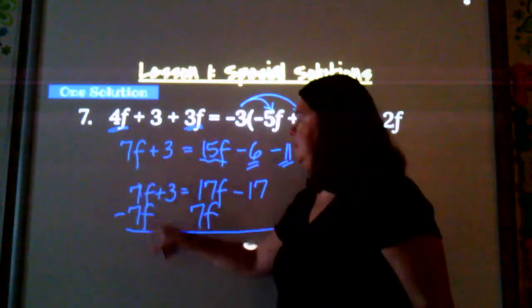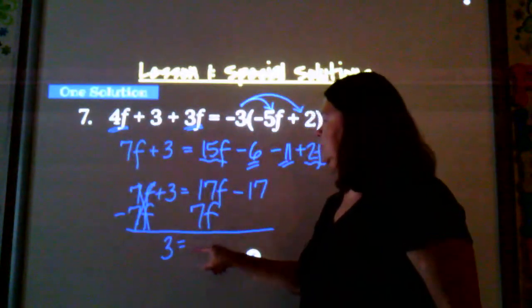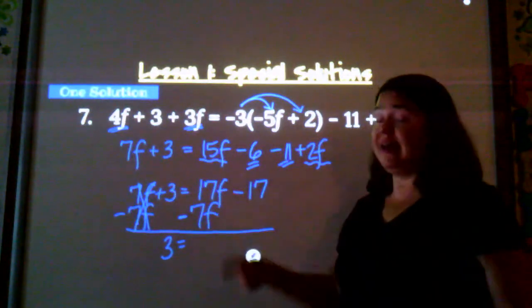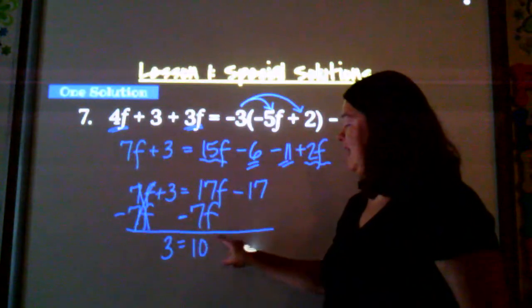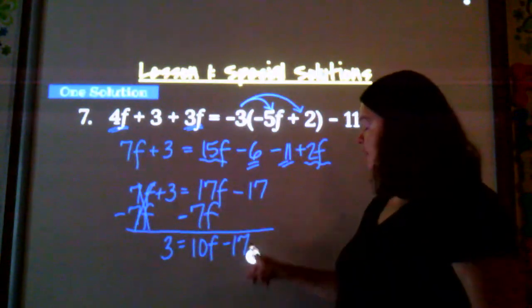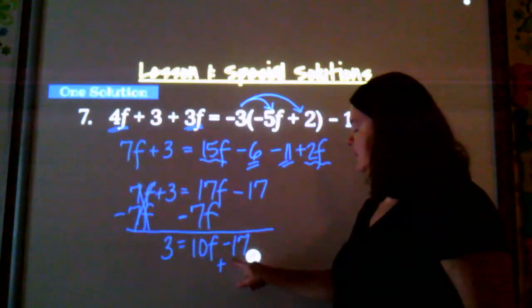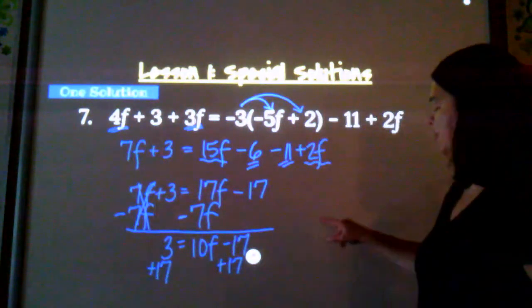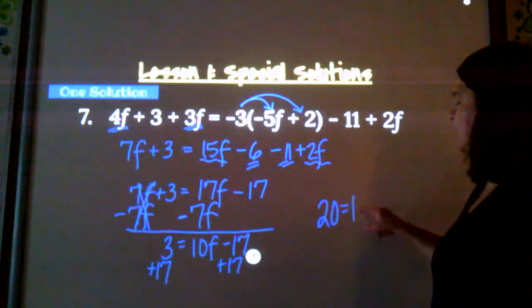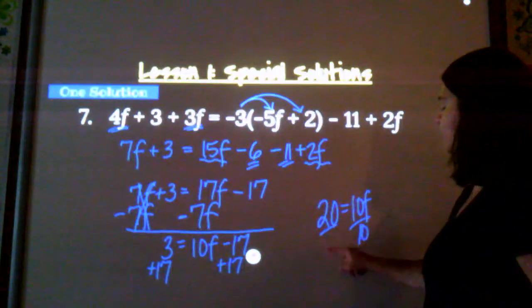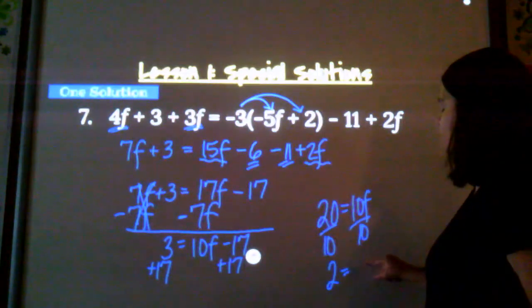So there's my zero pair. 3 equals, oops, I lost my negative. 17 minus 7 is 10f minus 17. And then I'm going to do the opposite of subtracting 17. I'm going to add 17 to both sides. So I'm going to come over here. 20 equals 10f. And then I'm going to divide by 10. So I get 2 equals f.